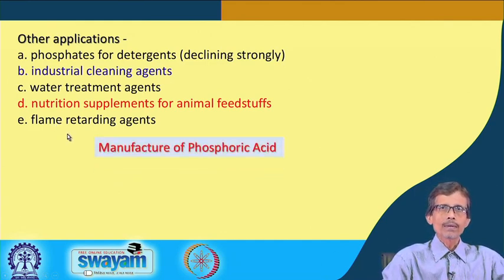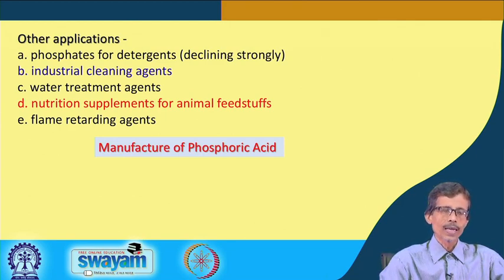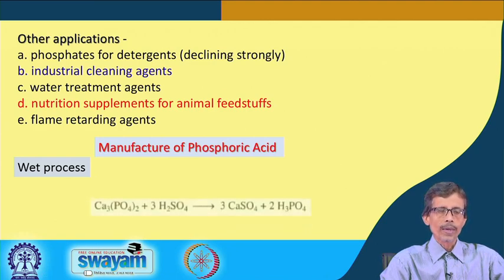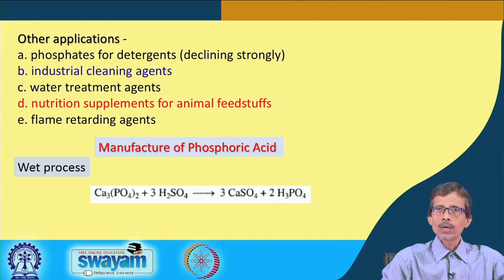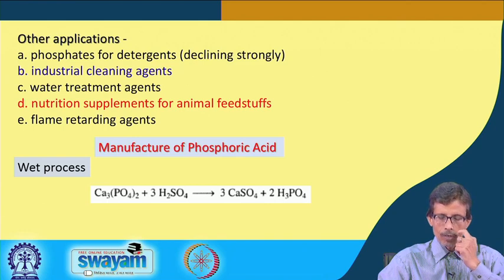So, how do we make the simplest one, which is phosphoric acid? The manufacture of phosphoric acid is important knowledge for us. As I told you, we can go for a typical wet process, that means a typical solution-based process, for making this from the corresponding apatite-based rock sample, which is nothing but our calcium phosphate, Ca3(PO4)2. So, apatite is hydroxyapatite.